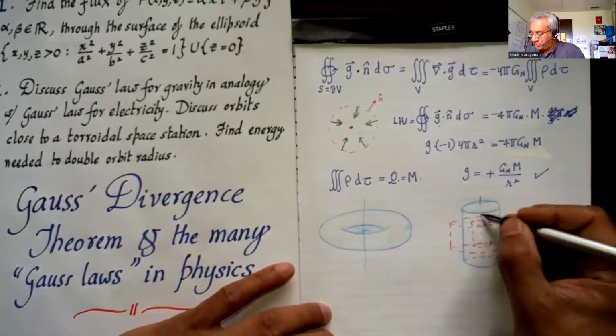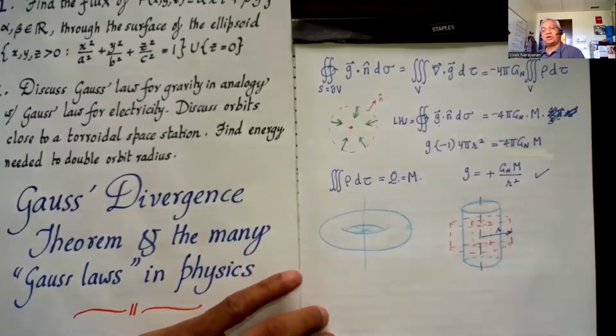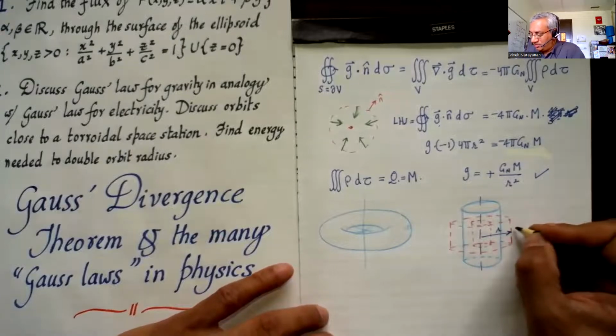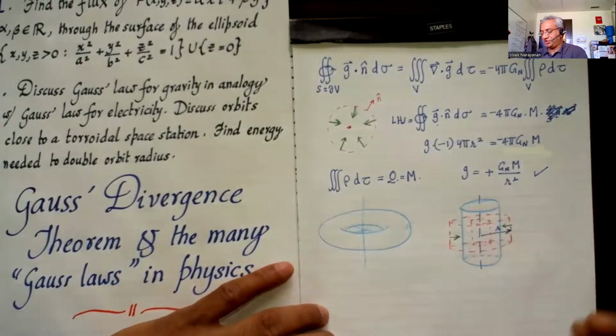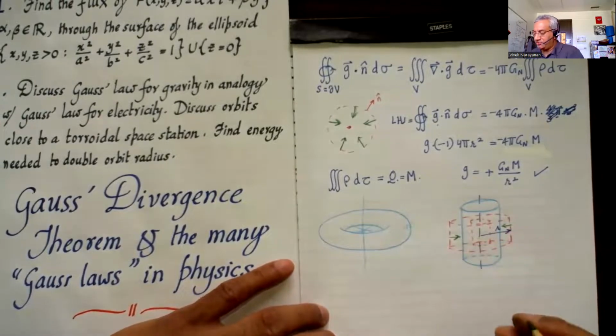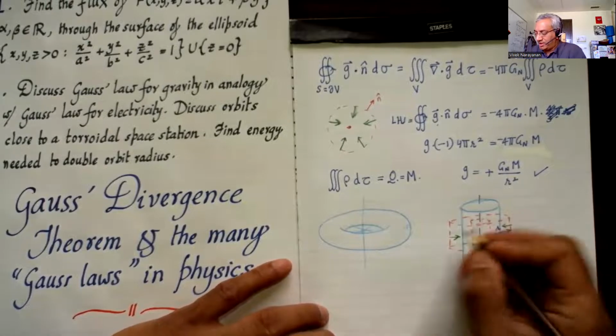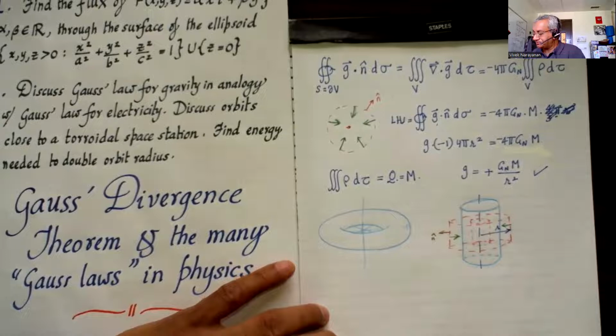So let's take some distance from the cylinder. Let's call it little r. And the usual arguments can be used for Gauss's law. The expectation is that the gravitational field, indicated here by green, will be radially inwards, while the unit normal vector is going to be like that. So that gives us our negative sign there.